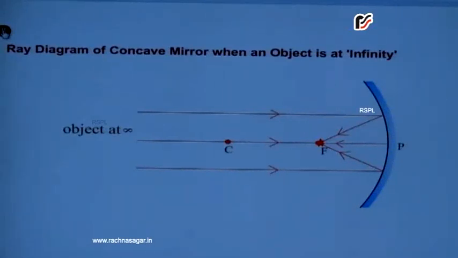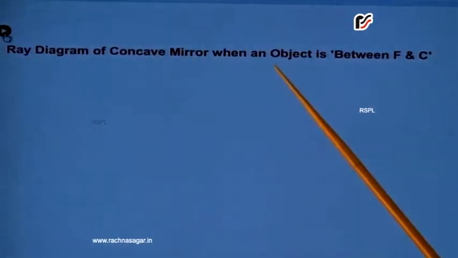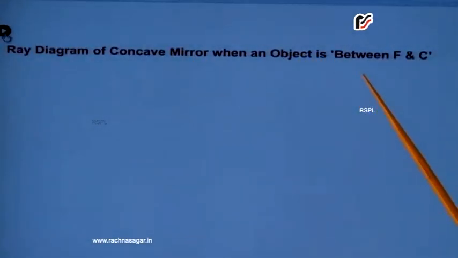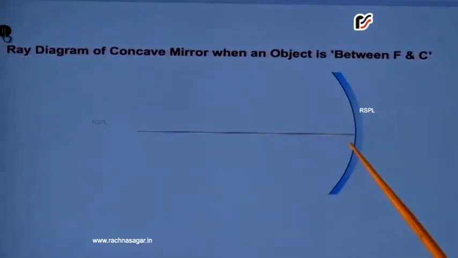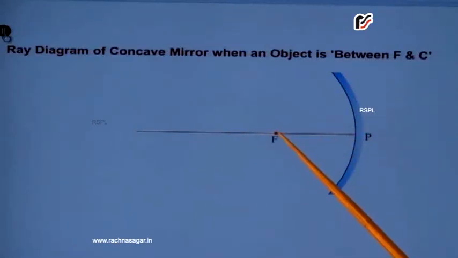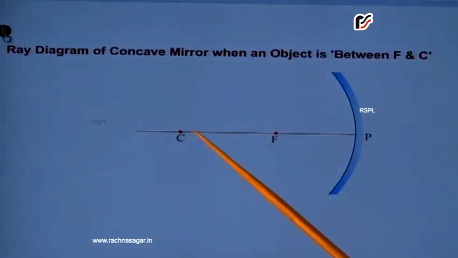The nature of the image is real, inverted and highly diminished, or we can say that the size of the image is exactly point size. Let us discuss the ray diagram of a concave mirror when the object is placed between F and C. Take a concave mirror, draw the principal axis, mark point pole P, F as focus and C as center of curvature.